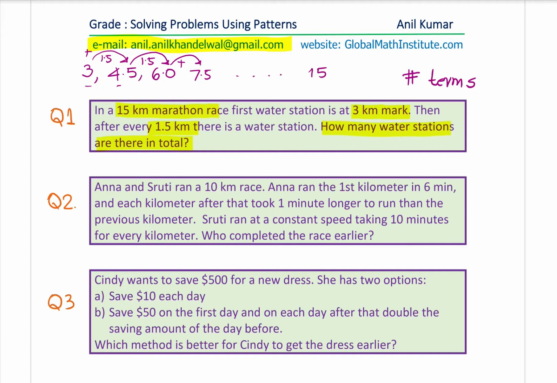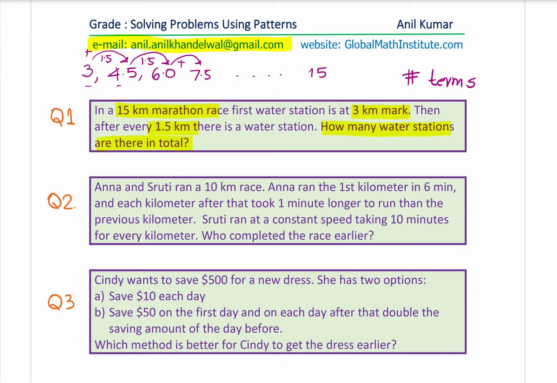Now, let's look into question number 2, which is: Anna and Shruti ran a 10-kilometer race. Anna ran the first kilometer in 6 minutes, and each kilometer after that took 1 minute longer to run than the previous kilometer. Shruti ran at a constant speed, taking 10 minutes for every kilometer. Who completes the race earlier? So shorter the time, faster the person. So completes the race earlier.